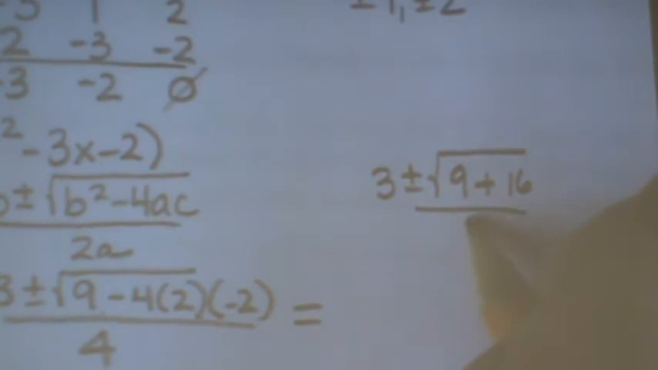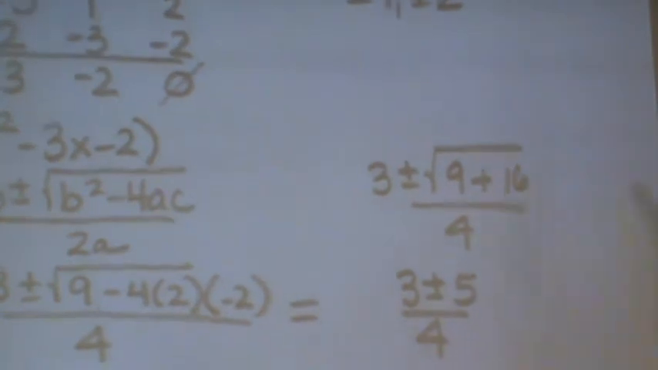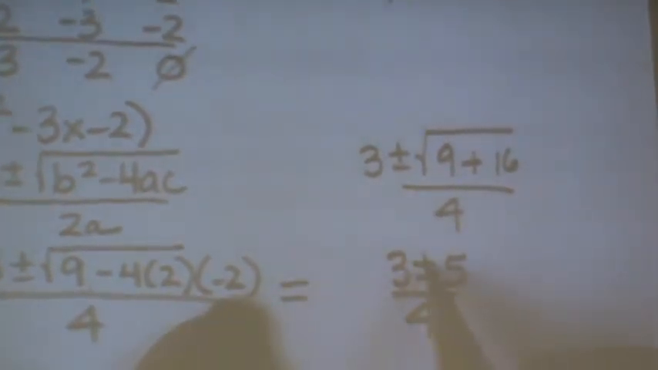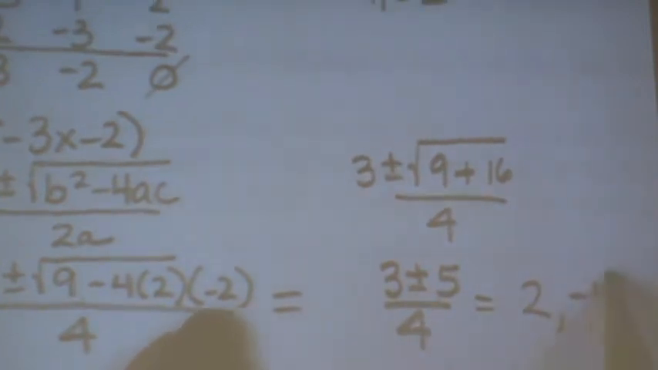And what is 9 plus 16? It's 25. So this was factorable because this is going to give you the square root of 25, which is 5. So 3 plus or minus 5 over 4. So what are these two answers? Well, 3 plus 5 is 8, and 8 over 4 is 2. And 3 minus 5 is -2. -2 over 4 is -1/2.